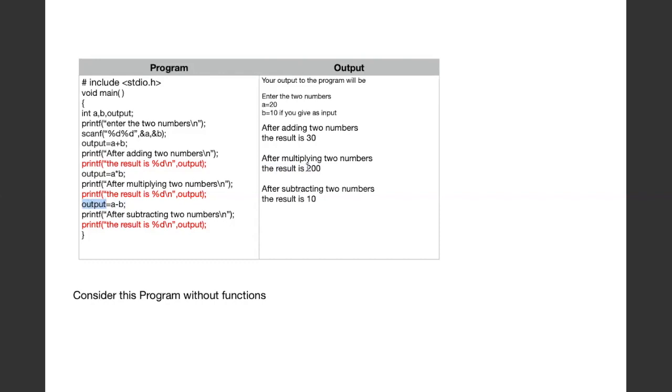Now the output variable has the content 200, and it has to override that number. So what is a minus b? It is nothing but 20 minus 10. So the content has been overwritten. After subtracting the two numbers, the result is 10. Okay. So if you can see, how many operations has it performed? It performed three operations in this particular program: addition, subtraction, and multiplication.